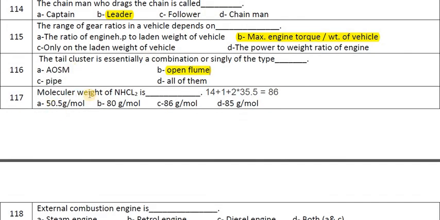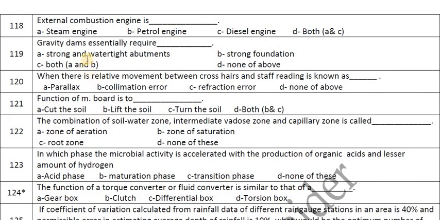Molecular weight of NaCl is 58.5 gram per mole. External combustion engine is a steam engine. Gravity dam essentially requires strong and watertight abutment, strong foundation. So both A and B is the correct answer. When there is a relative movement between crosshairs and staff reading, it is known as parallax.